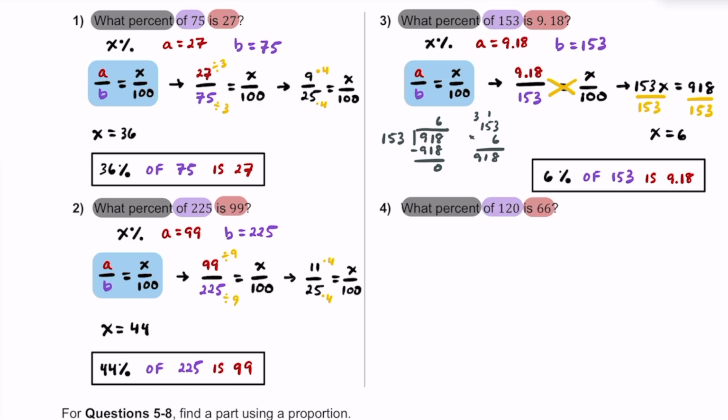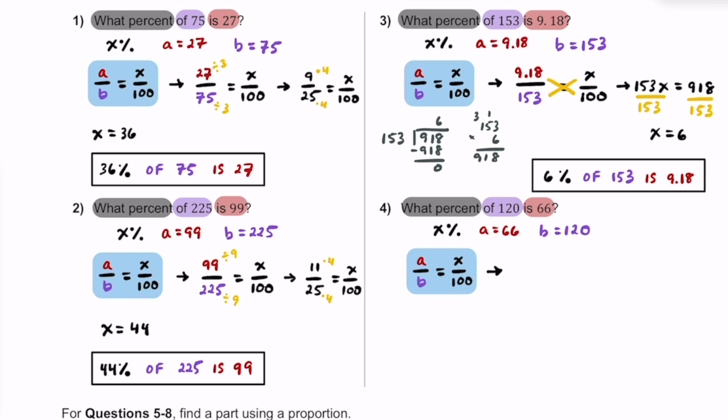All right, let's check out number 4, where we have what percent of 120 is 66. All right, for the what percent, we have x percent. For the part here, we're going to have a is equal to 66. And then for the whole here, we're going to say that b is equal to 120, or the base is equal to 120.